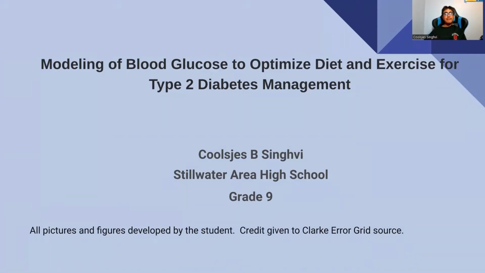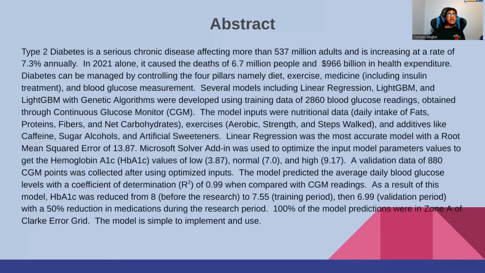Hi there, my name is Coolsjes Singhvi, and I'm a ninth grader at Stillwater Area High School. My project is the modeling of blood glucose to optimize diet and exercise for type 2 diabetes management. Here's my abstract. I have this attached to my paper and project.